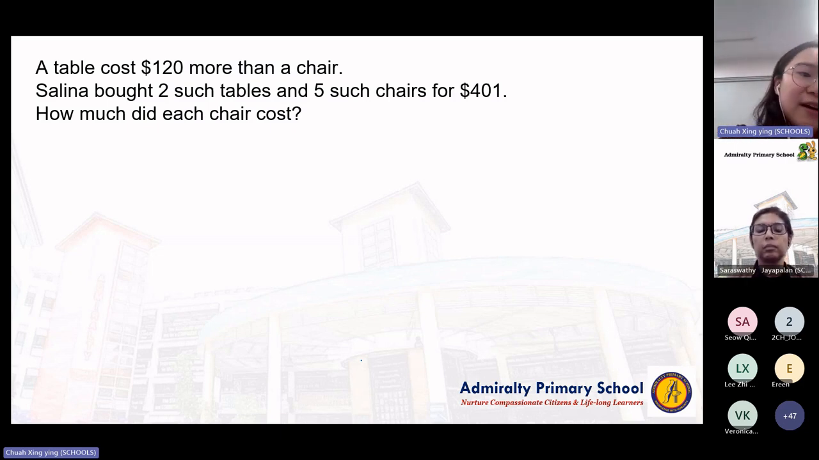Okay, let's look at these questions. A table costs $120 more than a chair. Selina bought 2 such tables and 5 such chairs for $401. How much did each chair cost?